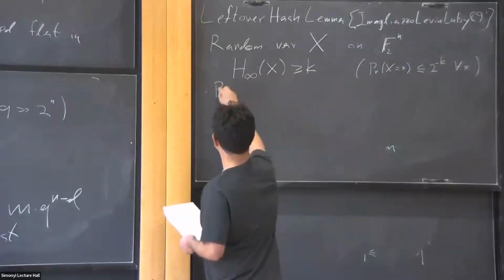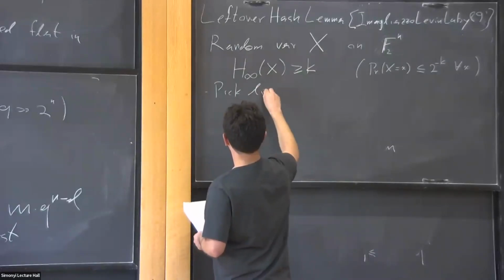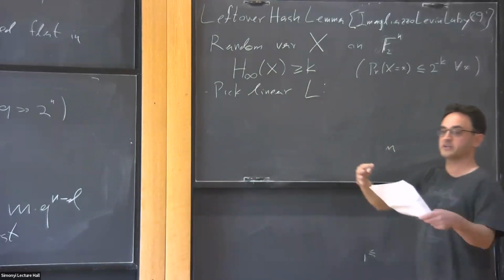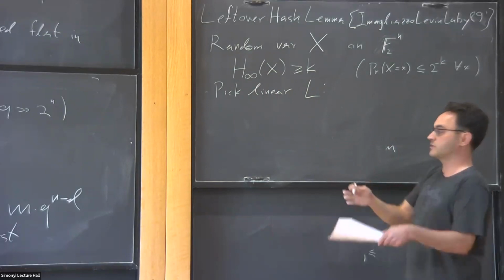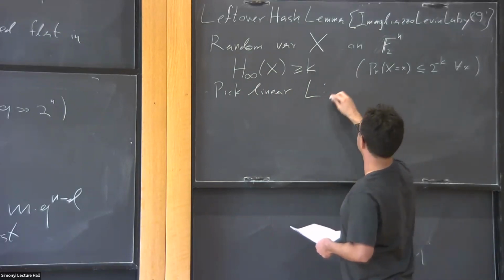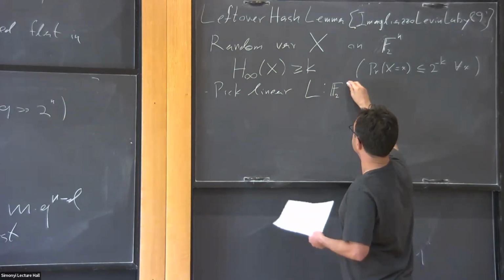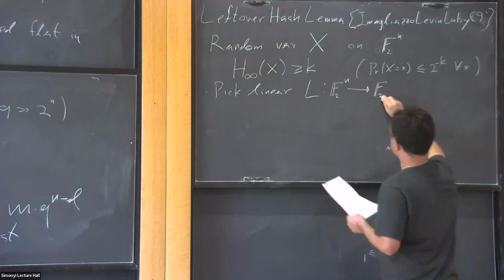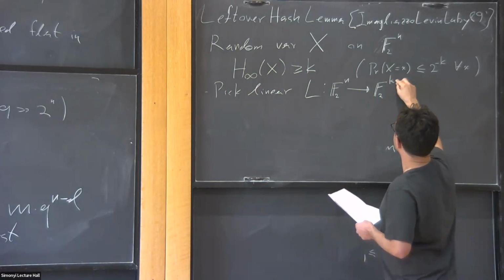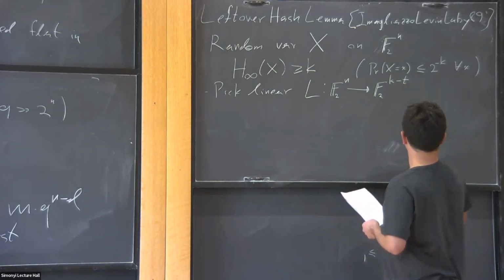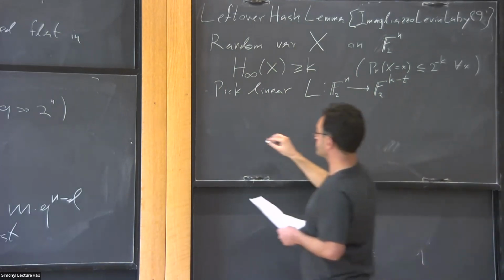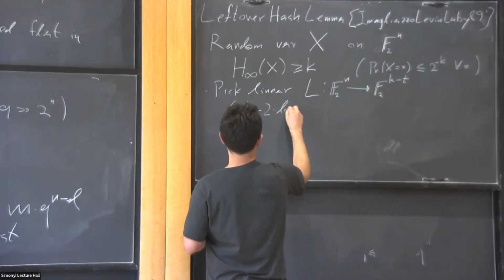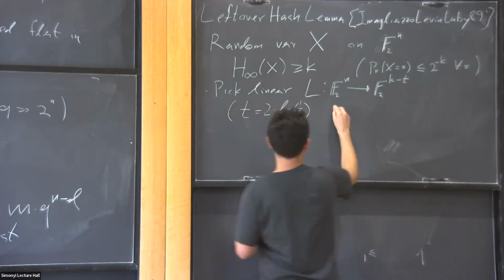Then if you pick a linear function, you're trying to extract the randomness. So you're trying to map it in a uniform way to some smaller set. So it's like a hash function. You pick a linear function at random, from F_2^n to F_2^(k minus t). In this particular lemma, you need t to be 1 over epsilon. This t is called the entropy loss.